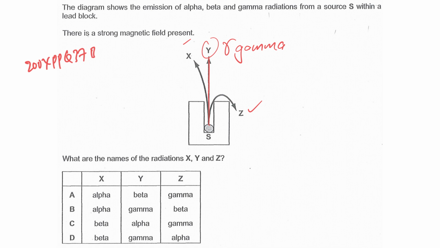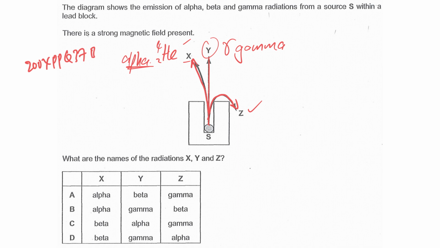So remember, I told you both are deflected in opposite directions. So one of them is alpha, one of them is beta, but which is which? So we take a look at its path. Can you see X is deflected only a little bit to the left compared to your Z here, which is deflected by a big angle like that. So that means to say X must be your helium, which is your alpha particles, because it's more massive.